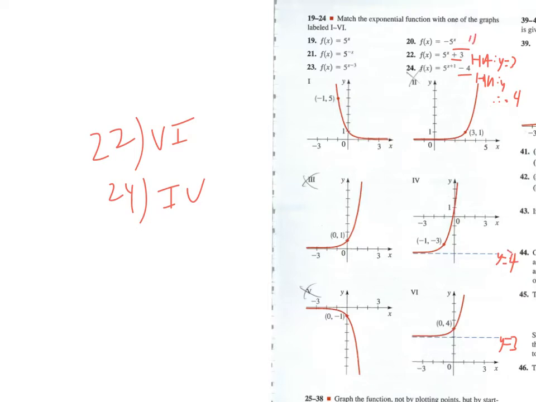Now for number 20, my horizontal asymptote is going to be at y equals 0, which actually all of the rest of these look like they are. But I can know that this negative out front is an x-axis reflection. And so that's going to be upside down. So that's going to be Roman numeral 5 there. You can see it is flipped underneath the x-axis.